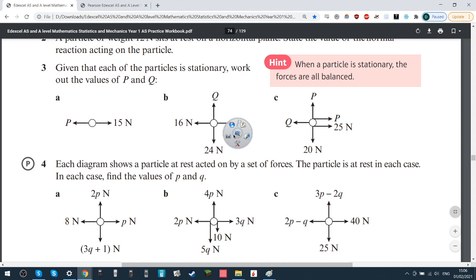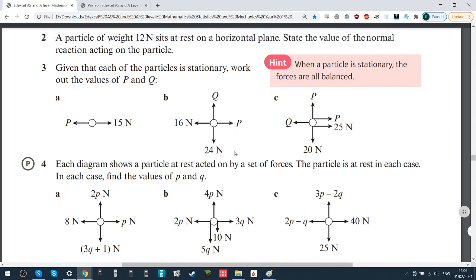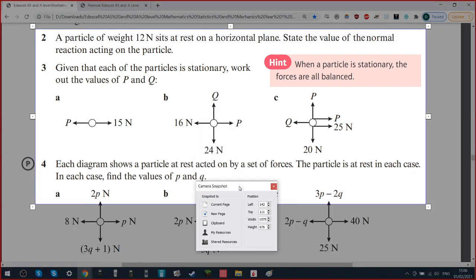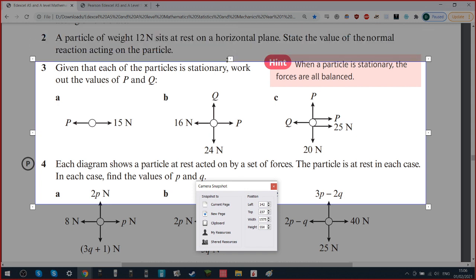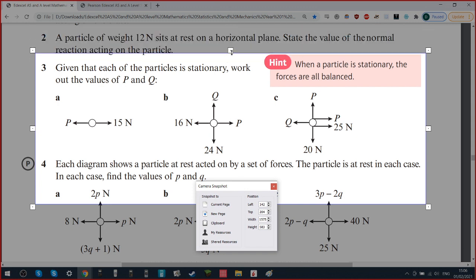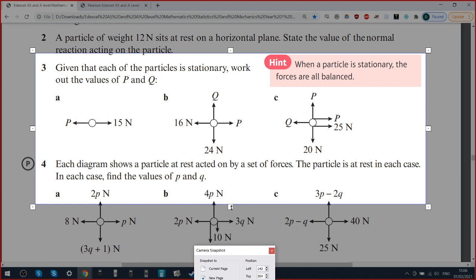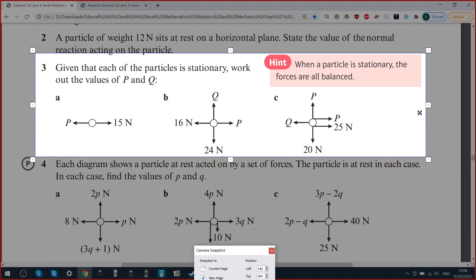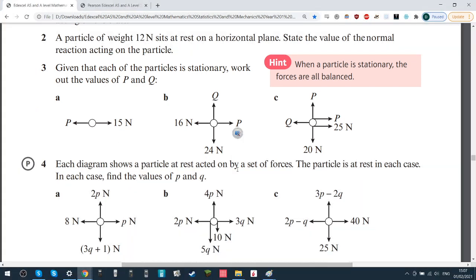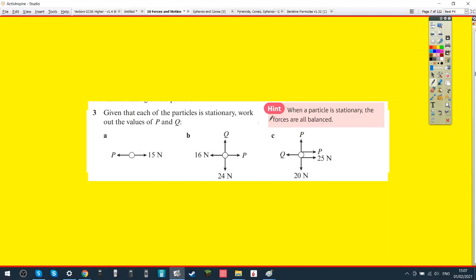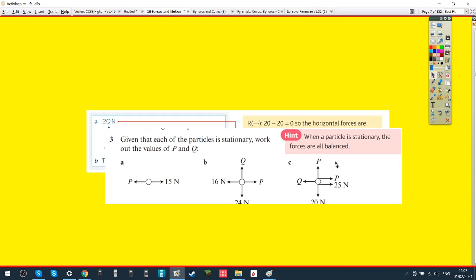Sorry, what's stationary? The particle is stationary. So the particle isn't moving. Okay. And so what is the value of P and Q on each one? Will P, the first one, be 15N? Yep.